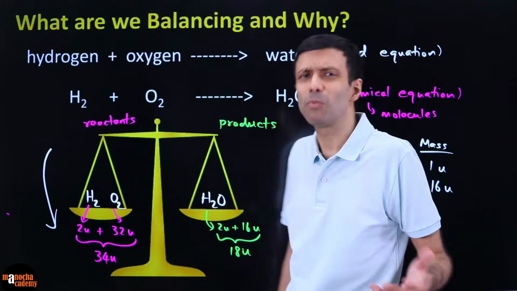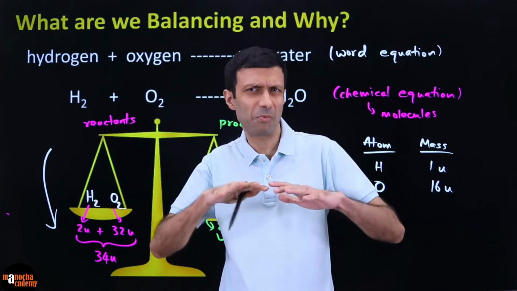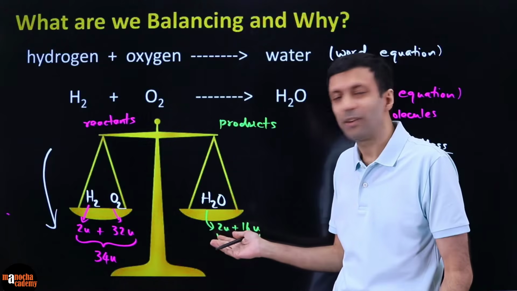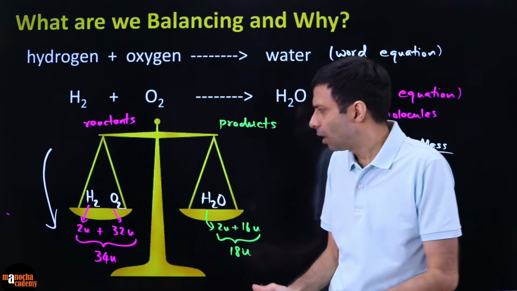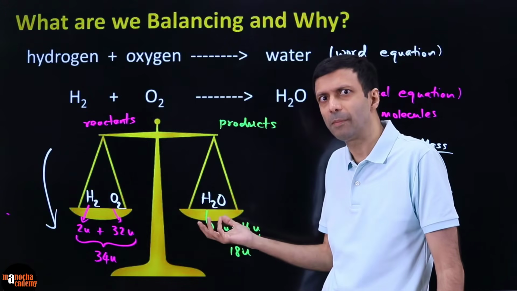And in life, everybody wants balance, right? You keep hearing this term, lead a balanced life. Everything we want, perfect balance. Same here. This is not good. And what is not good here? How can 34 AMU become 18 AMU? That means there is a loss in mass.